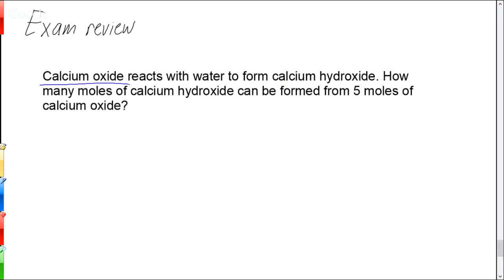Calcium oxide, we'll look at that one first. So calcium is a +2 ion. Oxide is a -2 ion. So when you put that compound together, that means that you only need one of each, 2+, 2-. So the calcium oxide is just CaO. Reacts with water. And then to form calcium hydroxide.